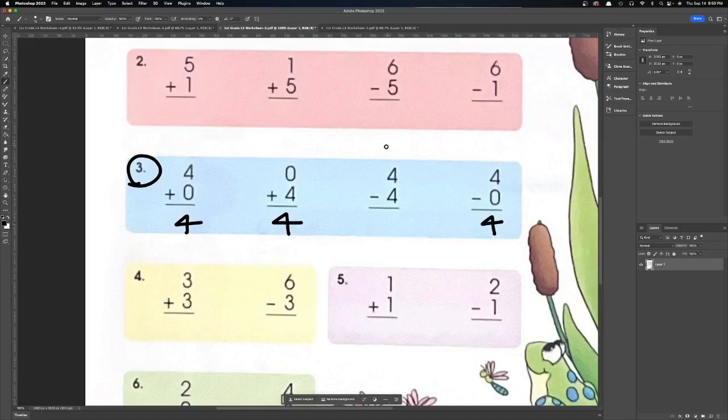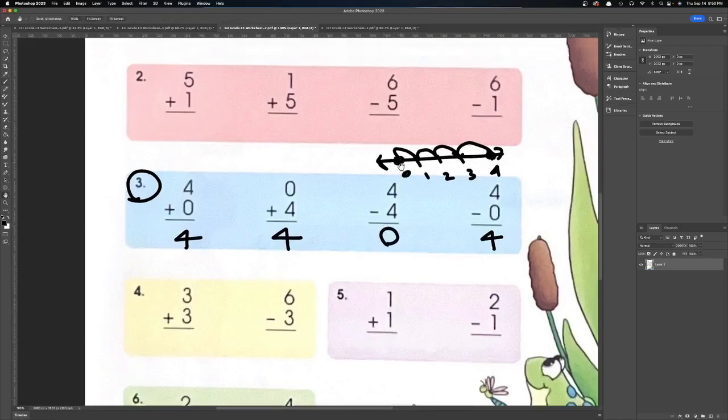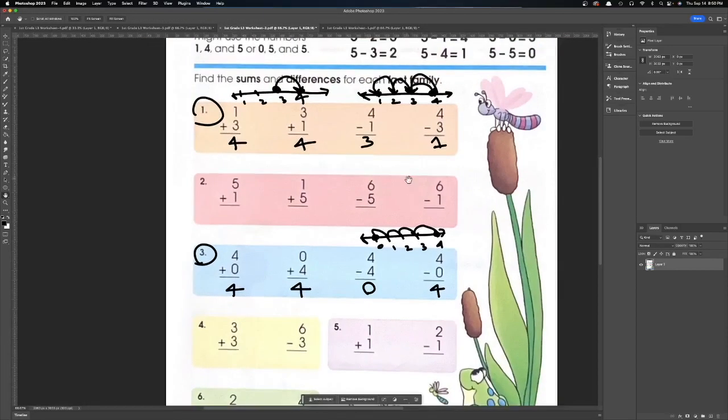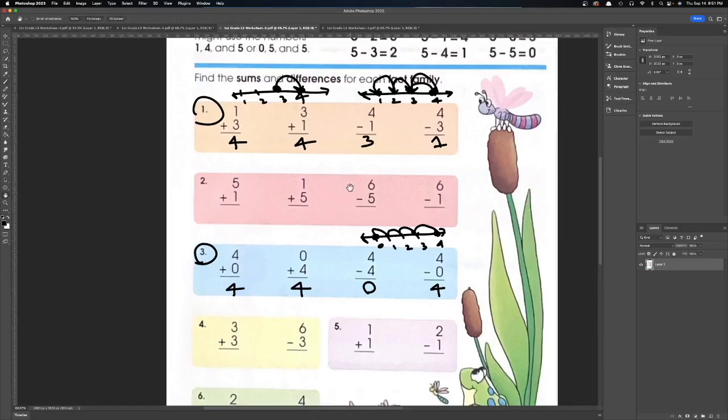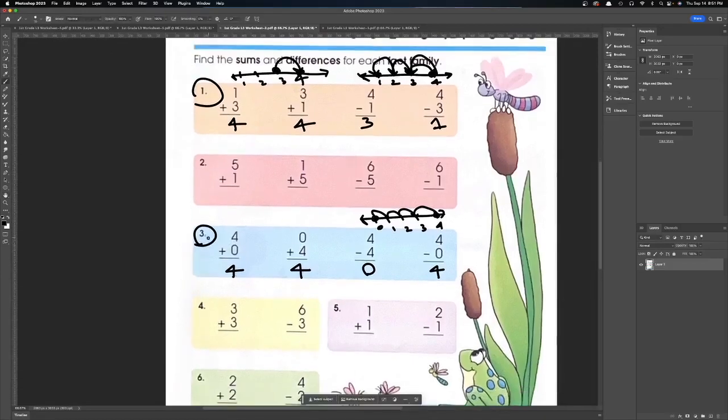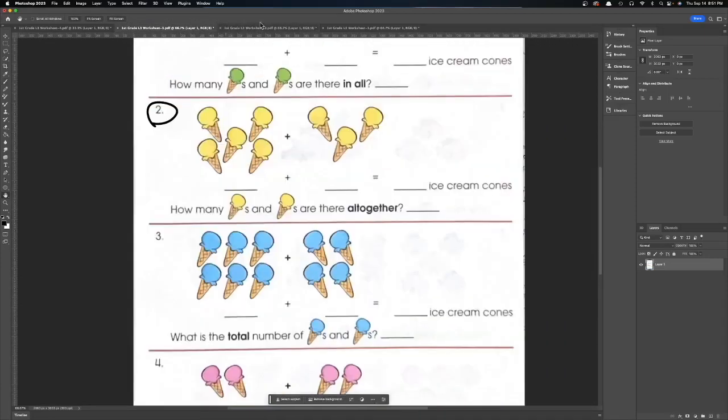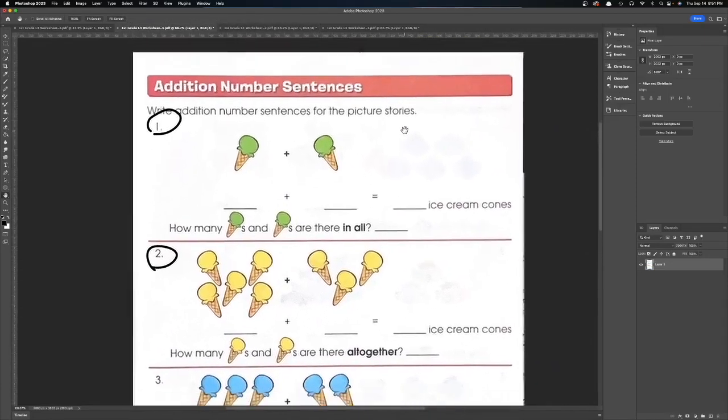And now we have 4 minus 4. Let's do that on a number line. 1, 2, 3, 4. We start on 4, go back 1, 2, 3, 4, so we get to our answer, 0. And if you notice, we only use the same 3 numbers for each of these fact families. For number 1, that's 1, 3, and 4. And for number 3, we have 4, 0, and 4. They're all the same 3 numbers, just ordered differently in different operations.